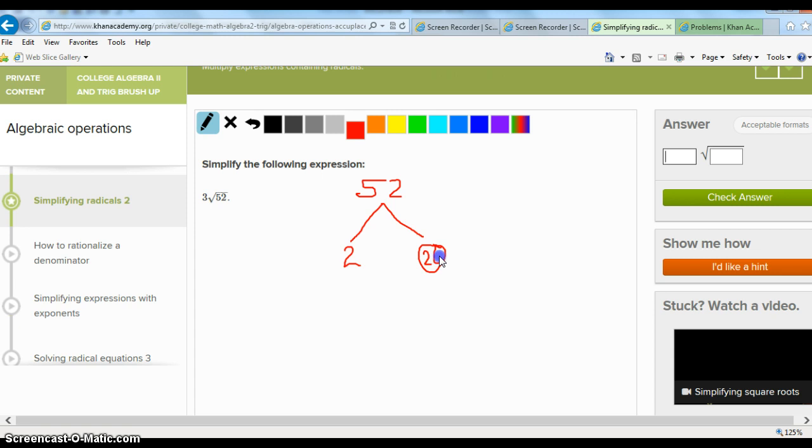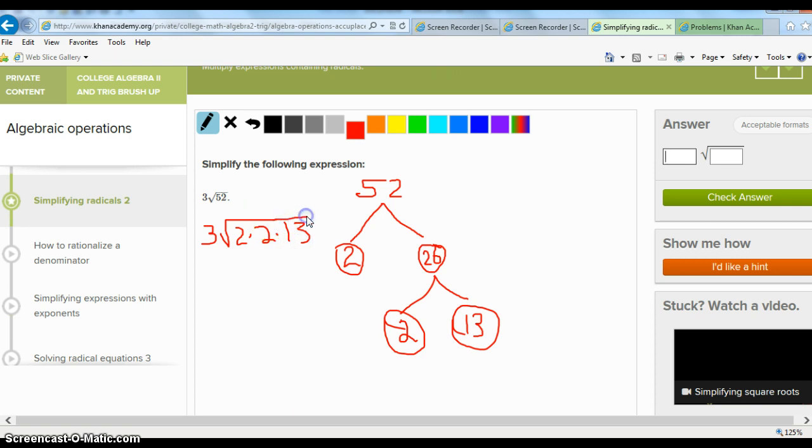2 times 26. Brandon, what can 26 be broken down into? 2 times 13. Here we go. I'm going to rewrite 52 as the product of 2 times 2 times 13.